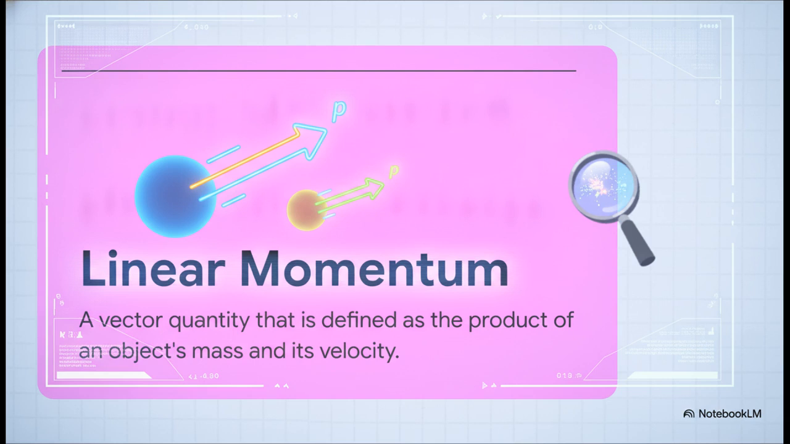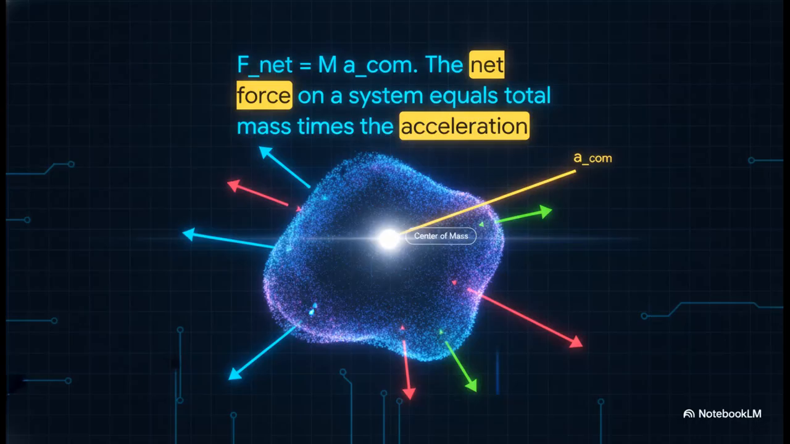A heavy object moving super fast, that's got a massive, long neon arrow. A light, slow object, just a tiny one. And this brings us to a massive upgrade for our classical physics toolkit. This is Newton's second law applied to a whole system. F_net equals M times a_COM, meaning the net external force on a system equals its total mass times the acceleration of its center of mass. This is the math that links external pushes and pulls directly to the changes in our neon momentum vectors.